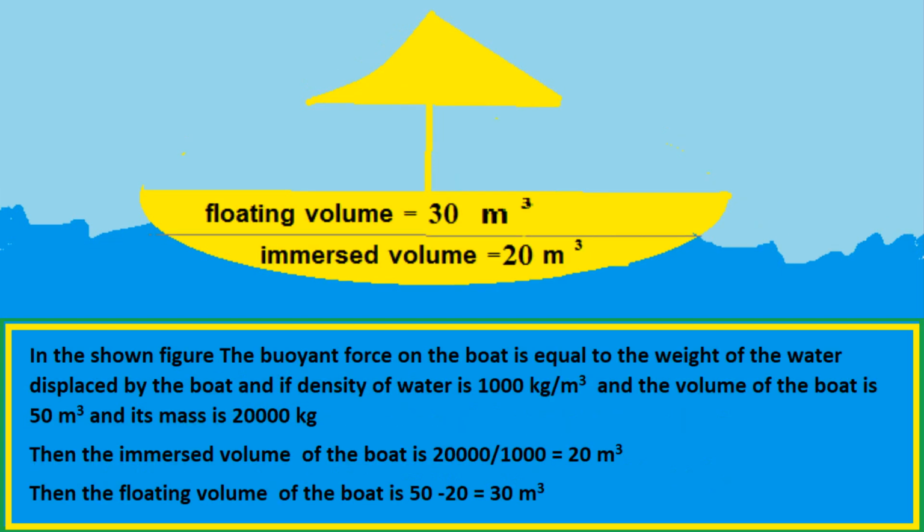In the shown figure, the buoyant force on the boat is equal to the weight of the water displaced by the boat. If the density of water is 1000 kilograms per cubic meter, the volume of the boat is 50 cubic meters and its mass is 20,000 kilograms, then the immersed volume of the boat is 20,000 over 1000 equals 20 cubic meters. Then the floating volume of the boat is 50 minus 20 equals 30 cubic meters.